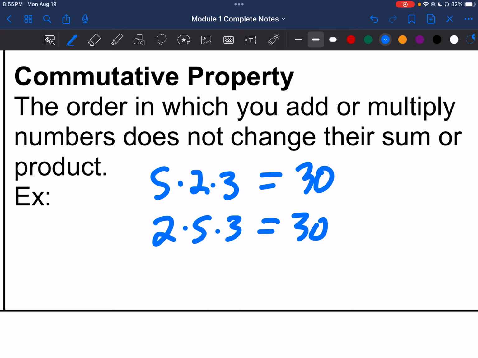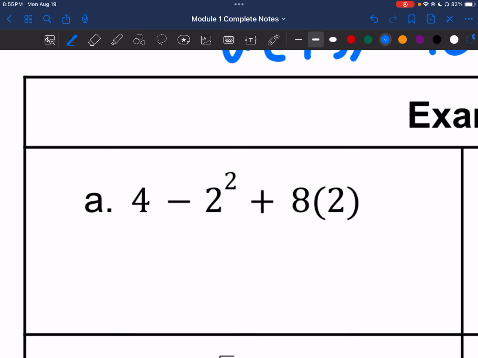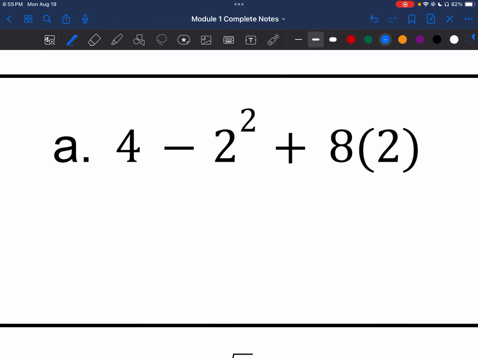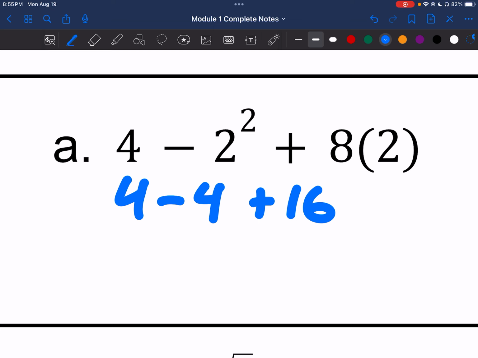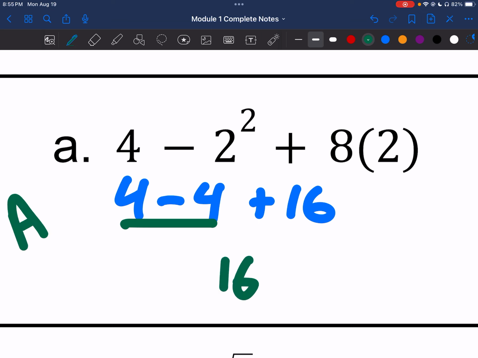Okay, so let's look at some examples. So letter A, this is back to solving with PEMDAS. We have 2 squared, so we have 4 minus 2 squared is 4, plus 8 times 2 is 16. Well, those look like 2 additive inverses there. So those are going to cancel out, and you're left with 16. So those are additive inverses.